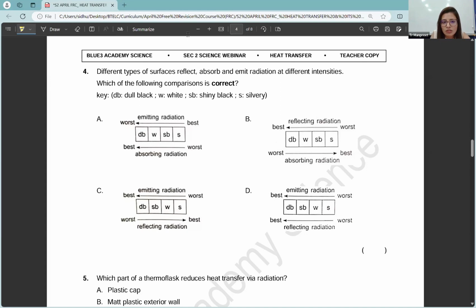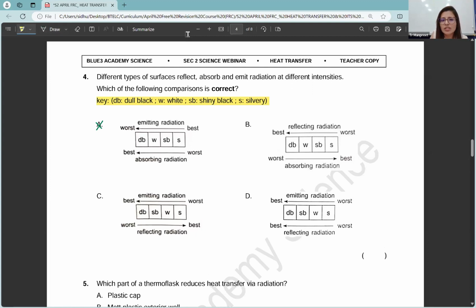Here you are given the key. We use the key to help us understand what it actually is. So silver. Now, I always do it this way. We always look at the front, the back, then you can see the trend. So let's look at silver here. Now, silver. Does it have the best radiation? No. Does it have the worst absorbing radiation? Yeah, likely. But do we know that this is the answer? No, we know definitely it's not correct. Just by the first one, we know already it's not. Which one is correct?